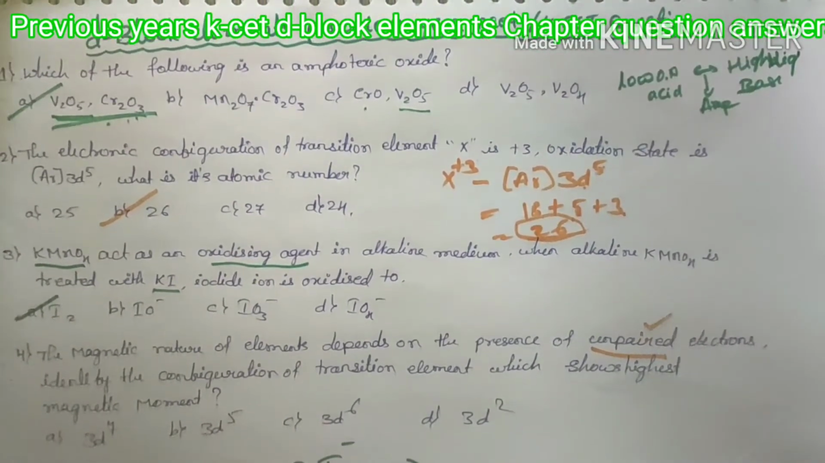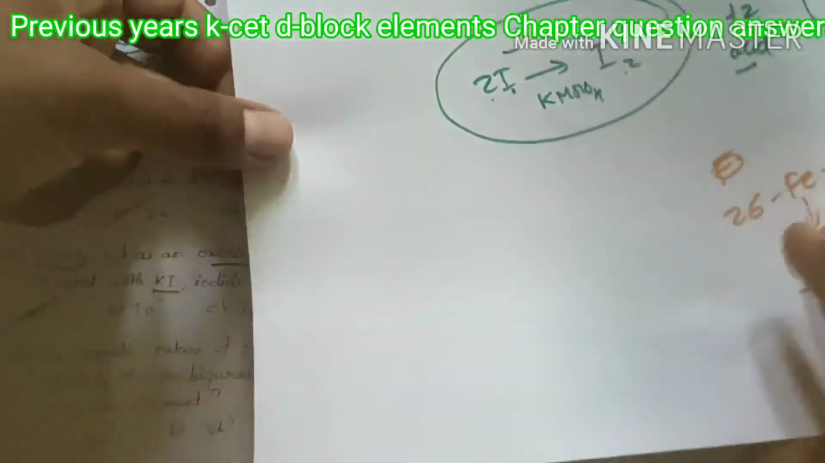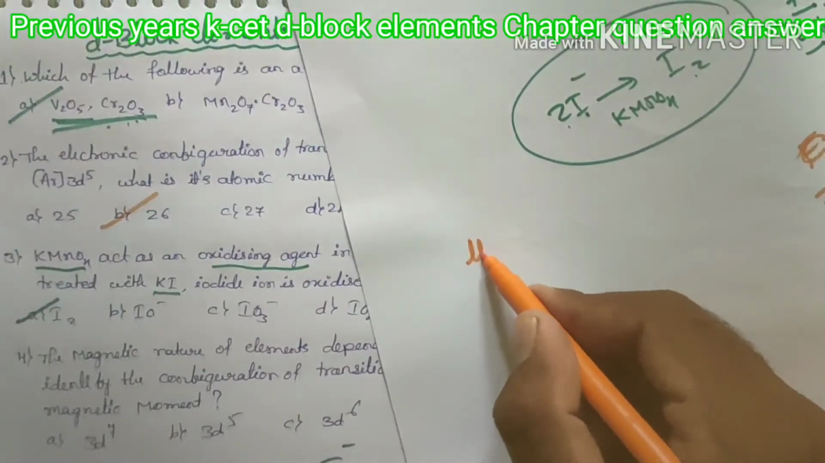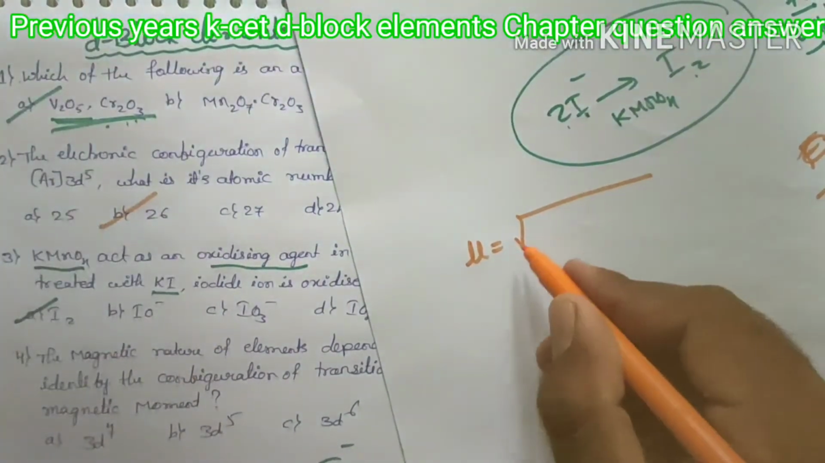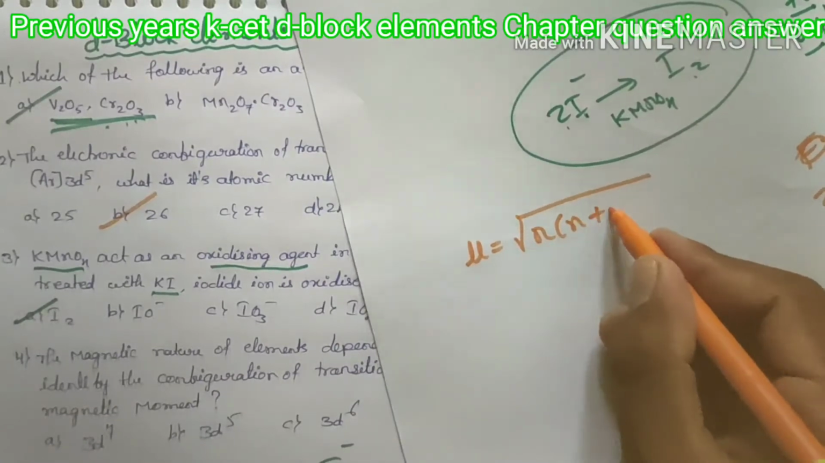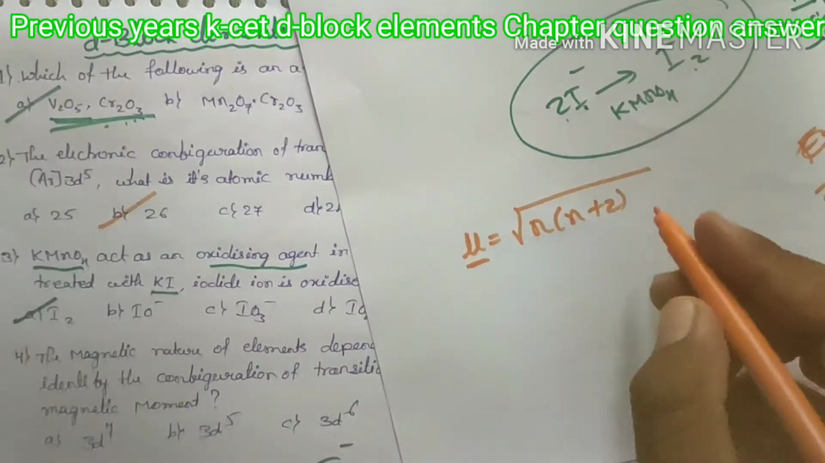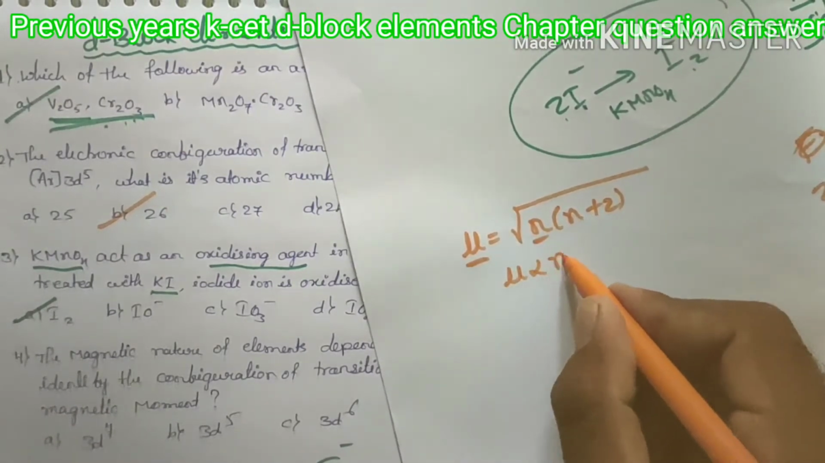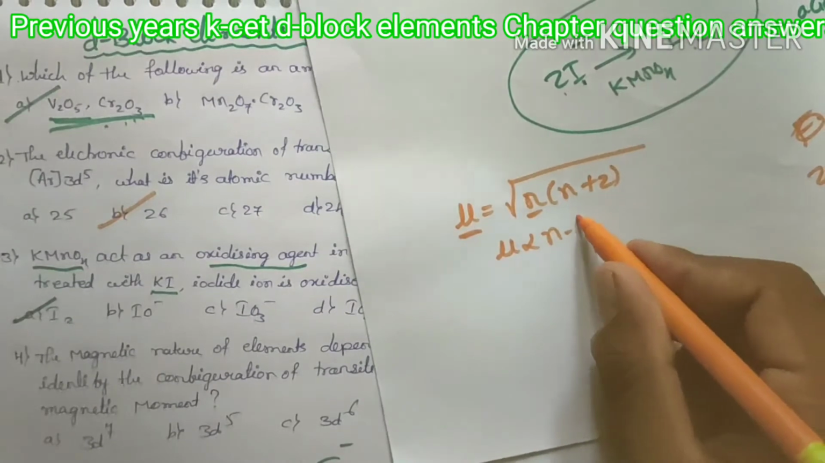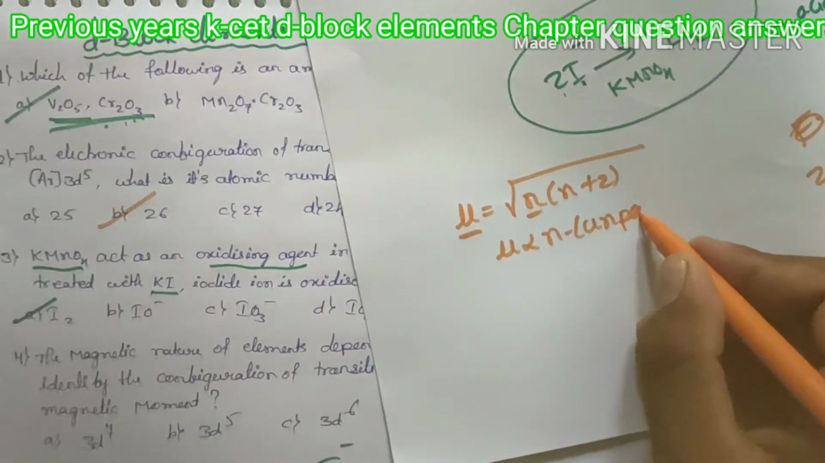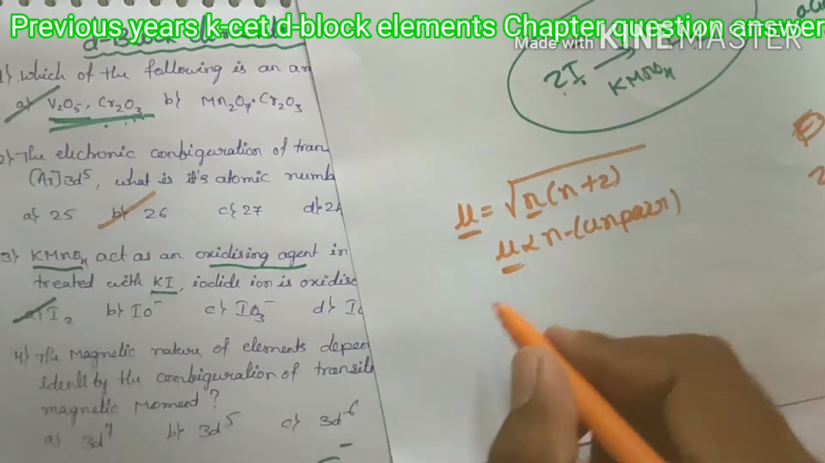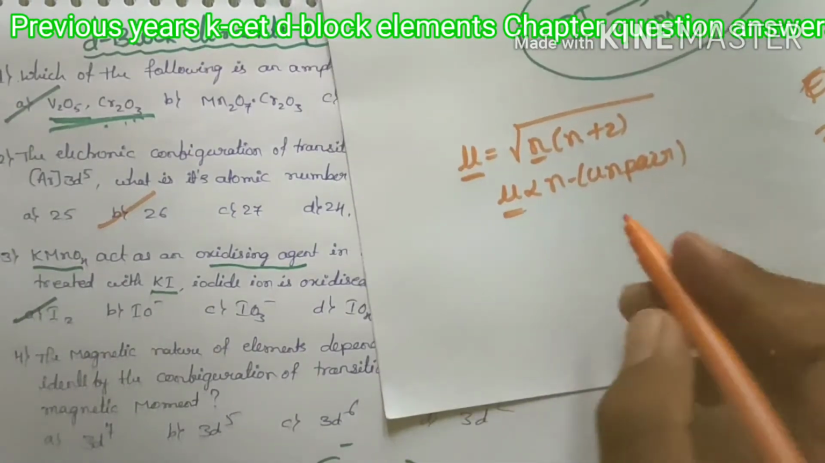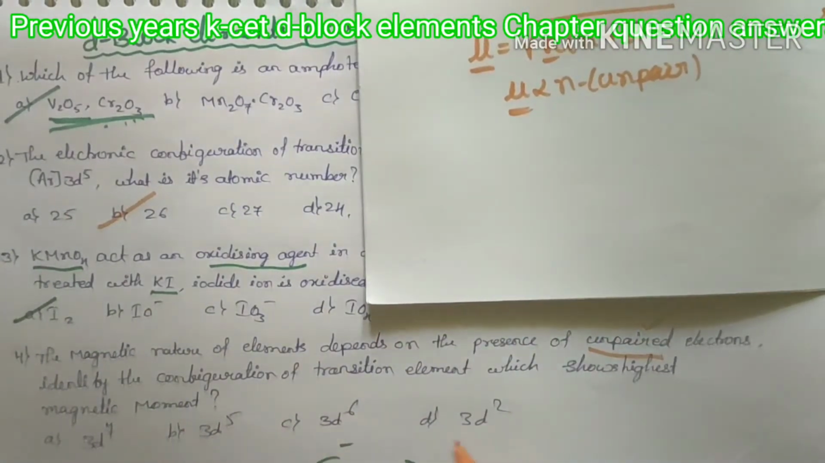Very important, dear student. The magnetic moment formula, magnetic moment equals square root of n into n plus 2, don't confuse. For the highest magnetic moment, what should the number of unpaired electrons be? The magnetic moment is directly proportional to n, the unpaired electrons. If the unpaired electrons are more, the magnetic moment will be more. Therefore we have these 4 electron configurations. Among them we have to calculate which has the highest number of unpaired electrons.